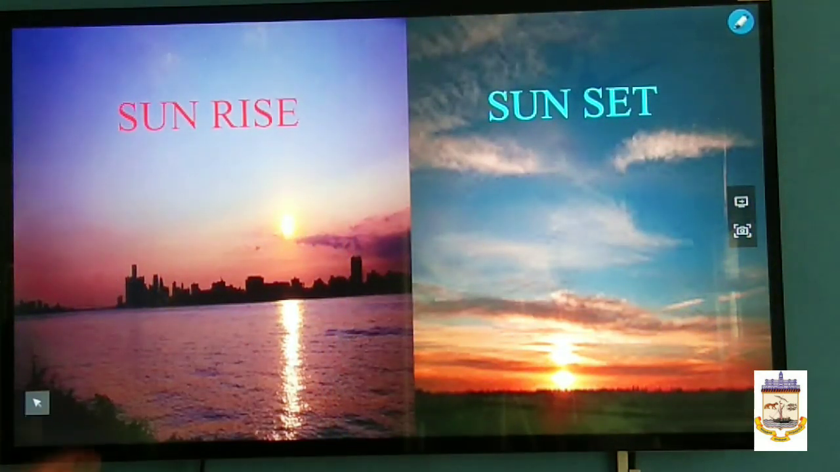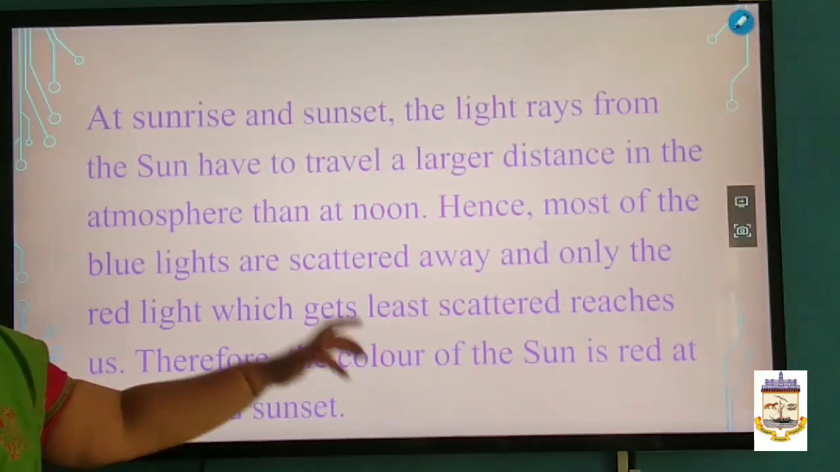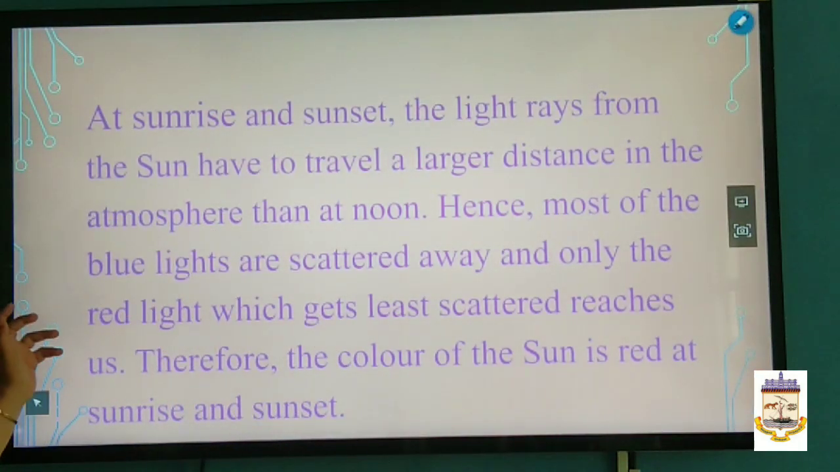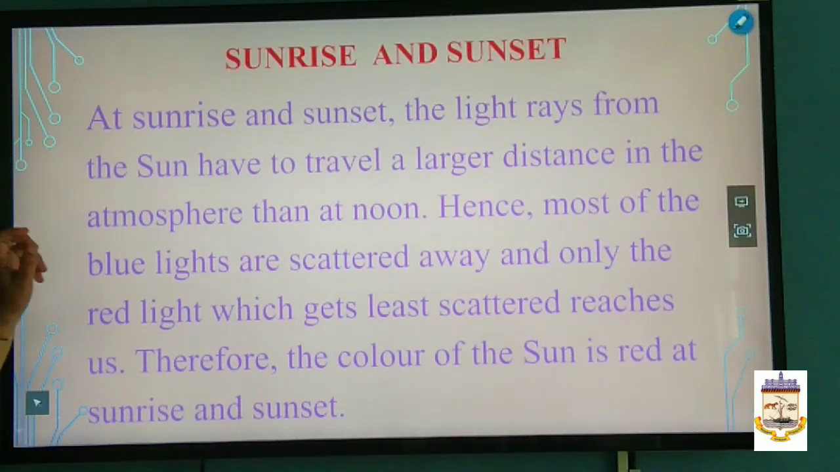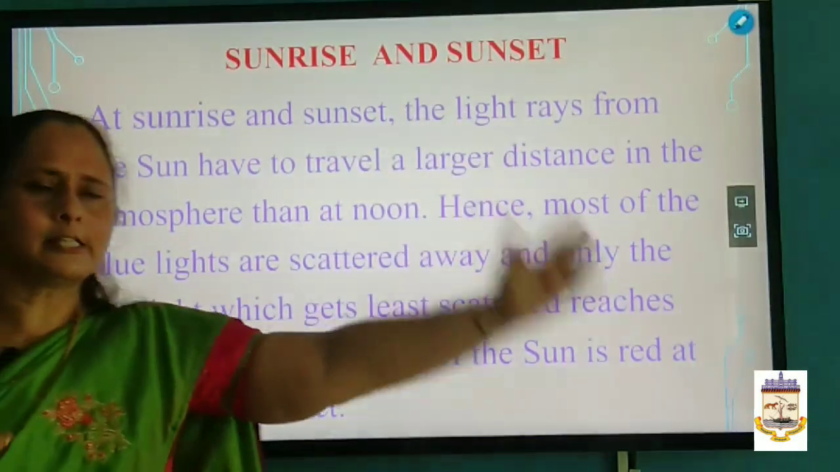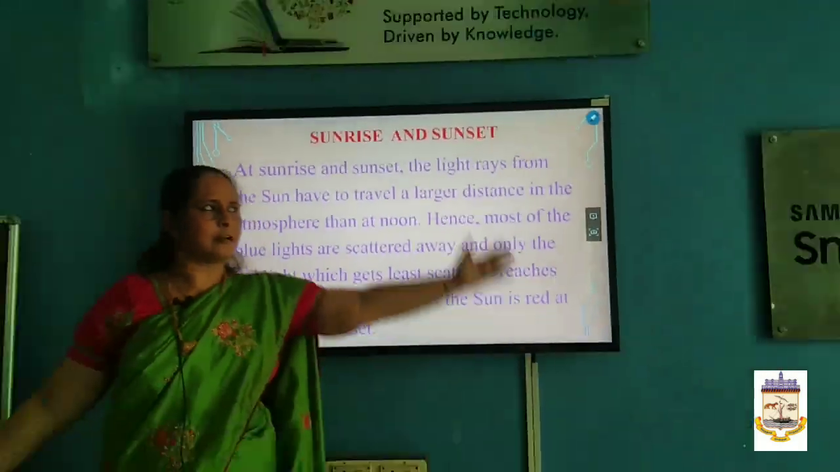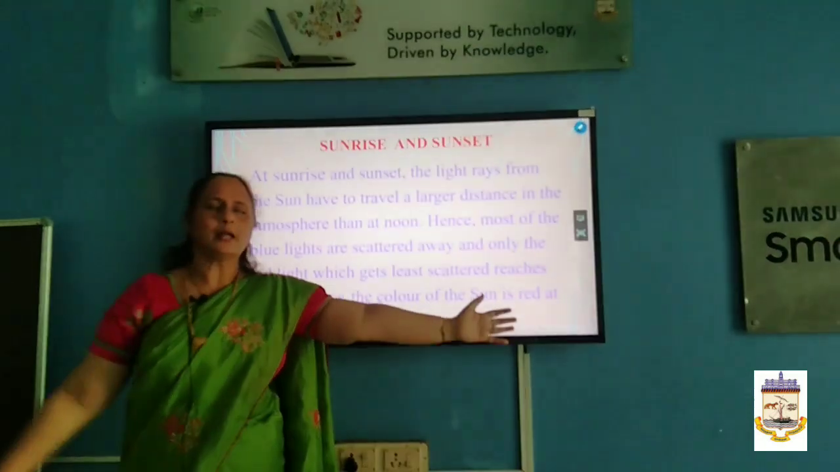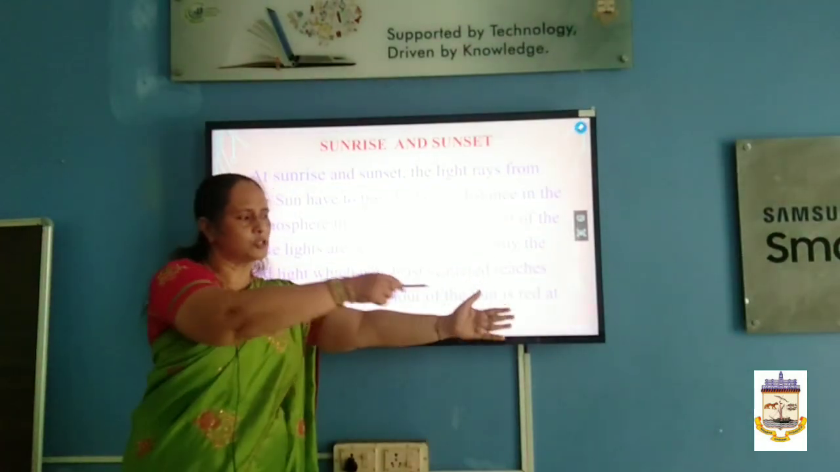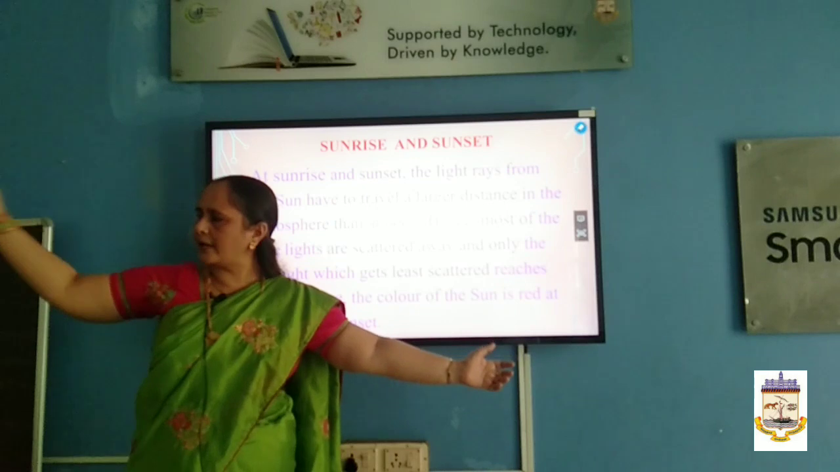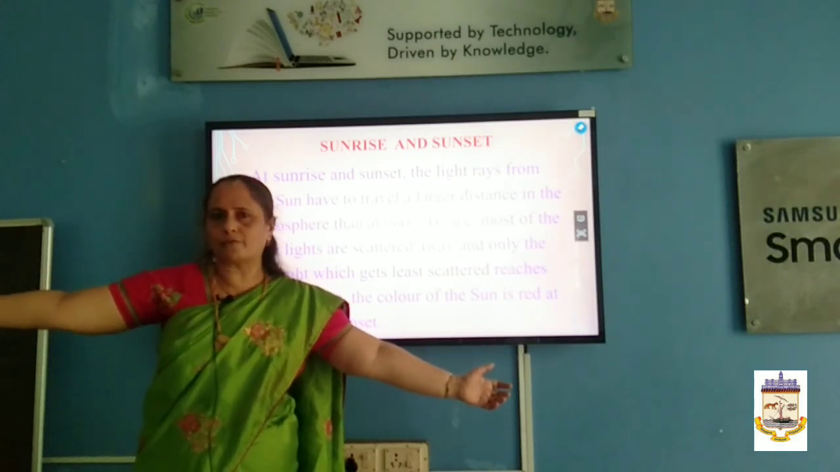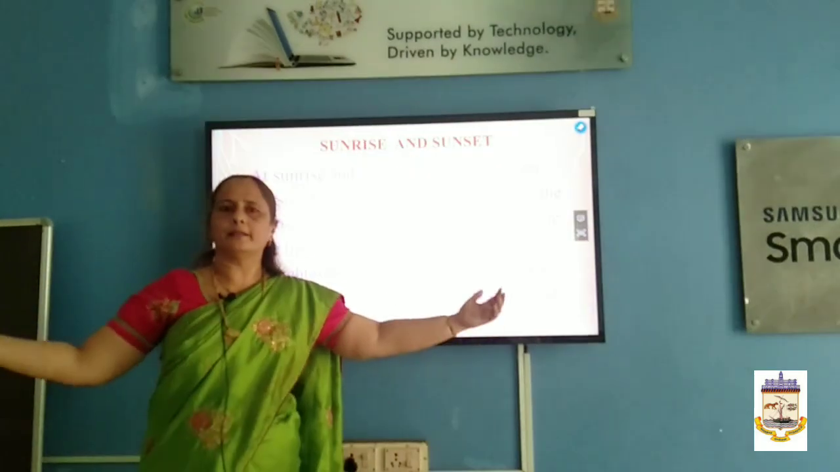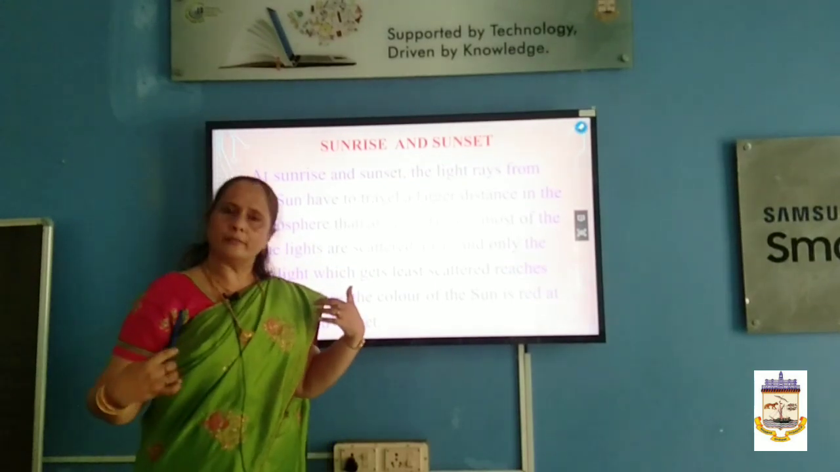At the time of sunrise and sunset, the same sky looks red in color. Why does it so happen? The light rays from the sun have to travel long distances. Consider this is east and this is west. Here the sun rises, here the sun sets, but the sun is at this corner. It has to travel a long distance, as well as at the time of sunset the rays have to travel a long distance.